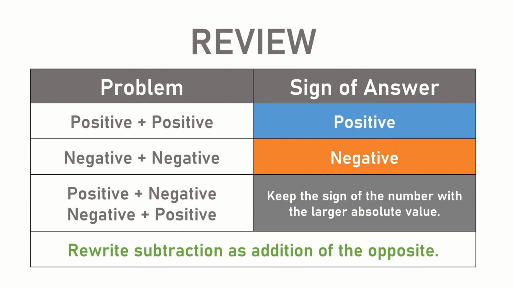So let's wrap up everything or review what we have discussed. When we add positive and another positive, the sign of the answer would be positive, and you need to add their absolute values. And if you add negative and negative, the sign would also be negative. But if the signs are different, you need to keep the sign of the number with the larger absolute value. And then always remember to rewrite subtraction as addition of the opposite, so that you will just have to follow the rules in adding.